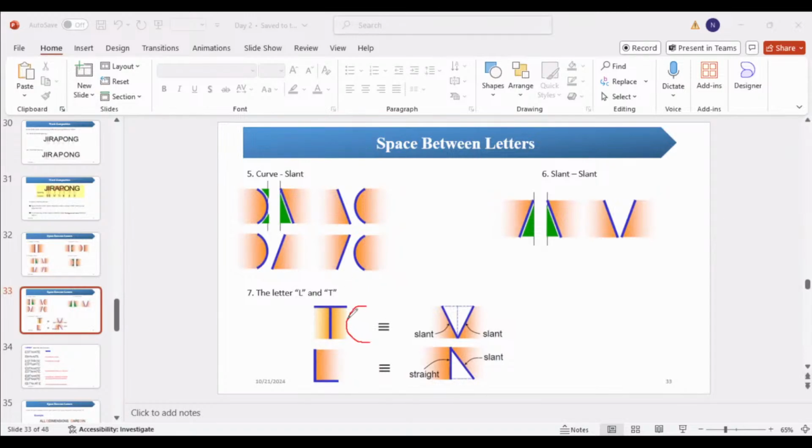You have to keep the spacing from this line to this center line. Here, the distance between this and this is what you need to take.